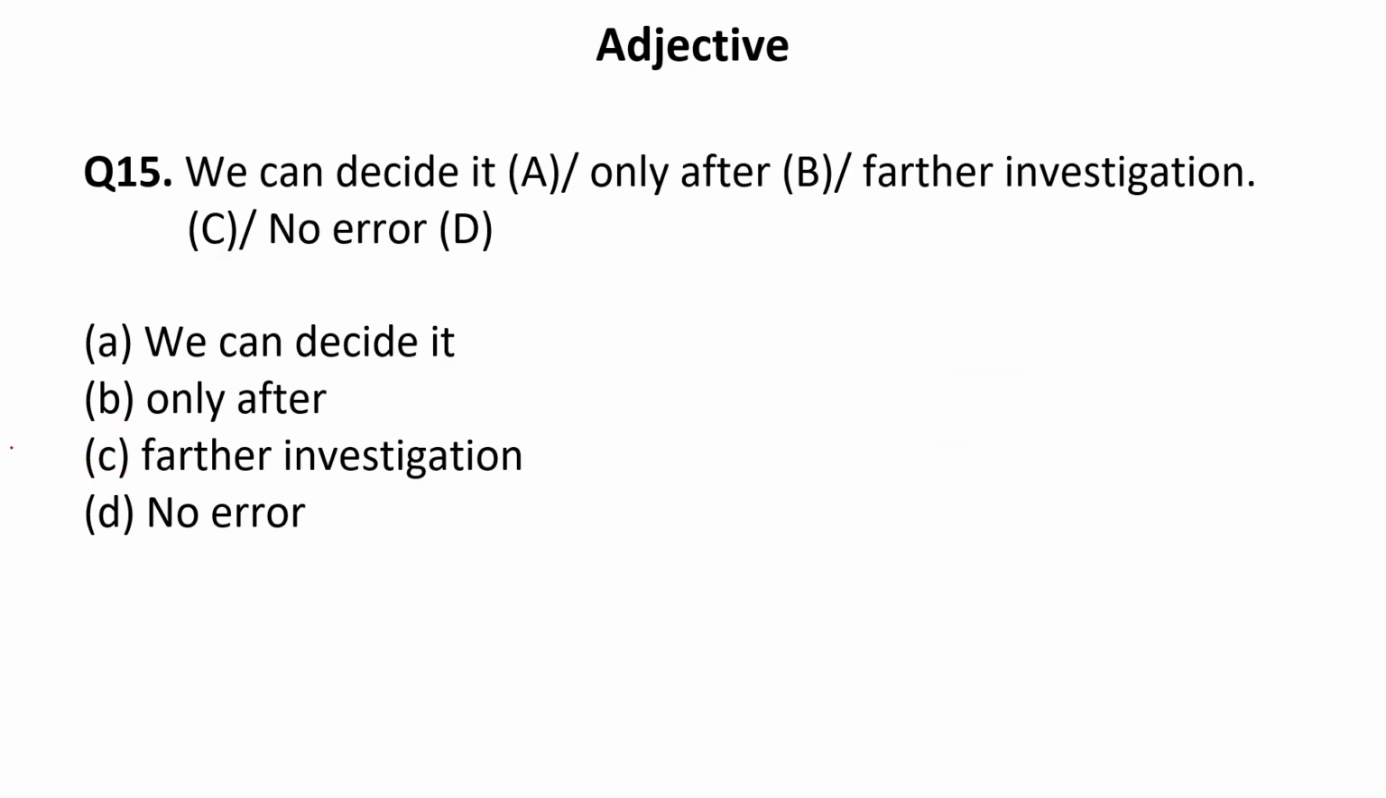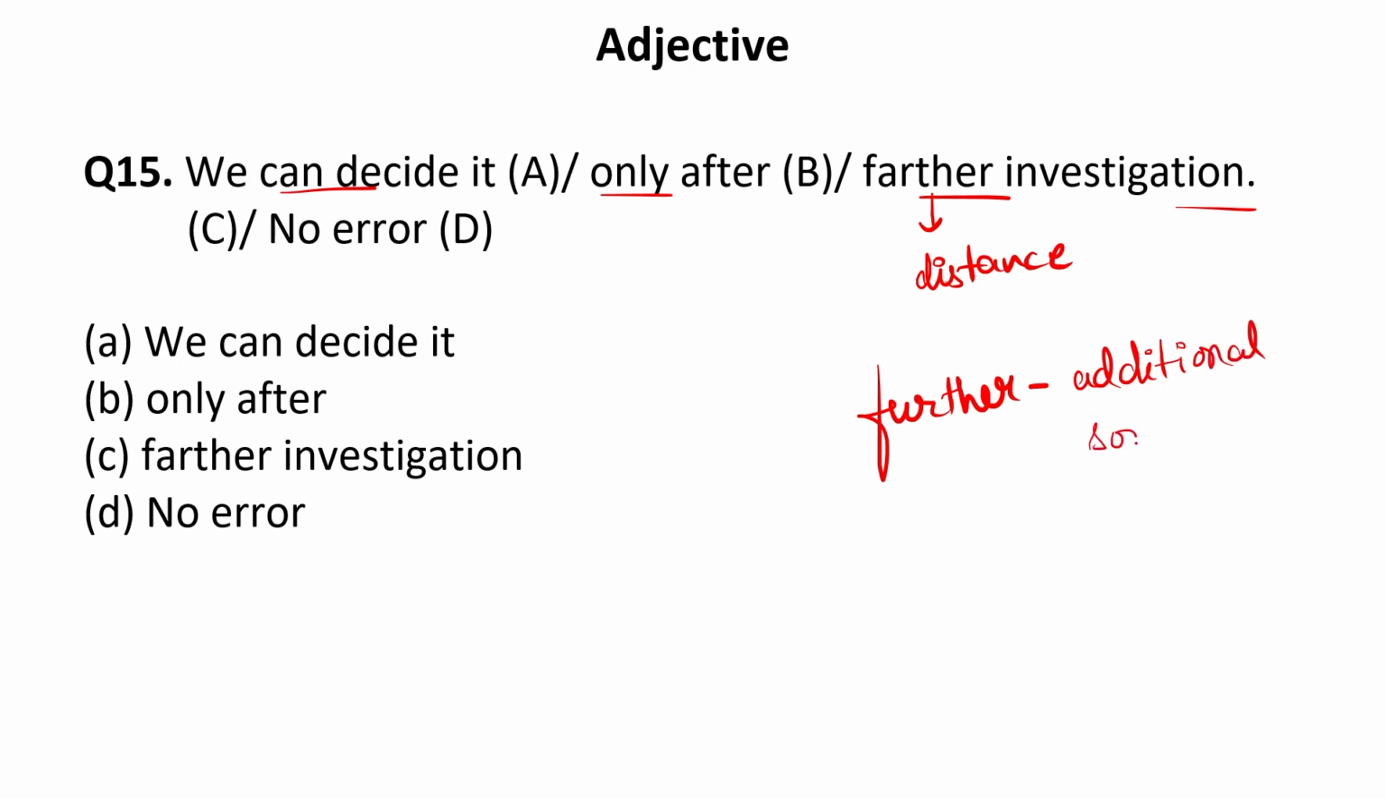Now let us move to the next one. We can decide it only after further investigation. Now, "farther" refers to distance. And there is one more word, that is "further," which means additional or some more. So here we need some more information or some more investigation. Therefore, this word "farther" is incorrect. It should be replaced with "further." So our answer is C. The error is in part C, so our answer is C.